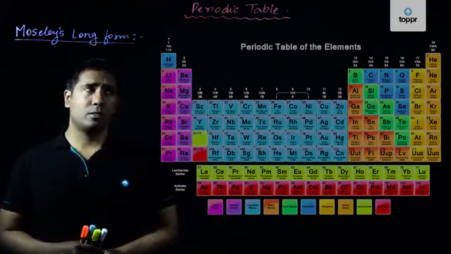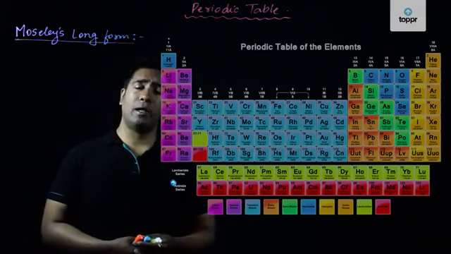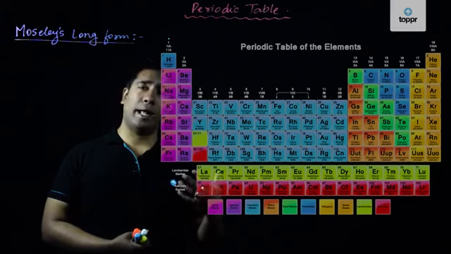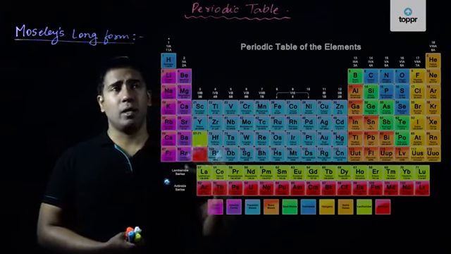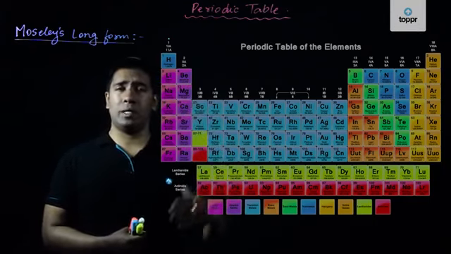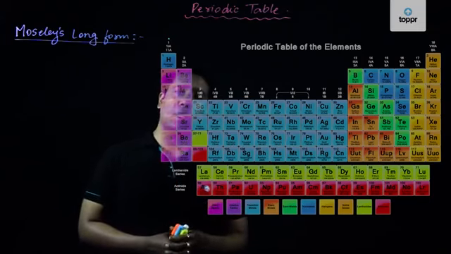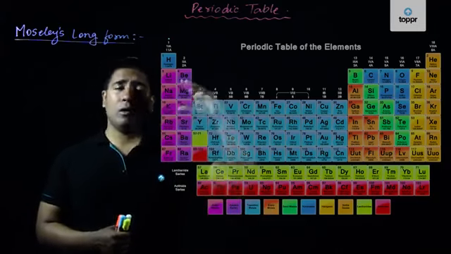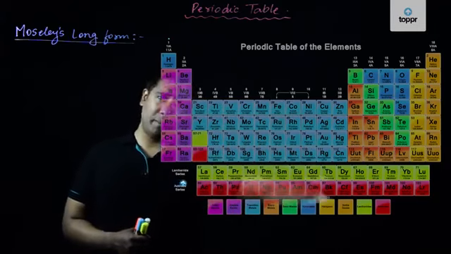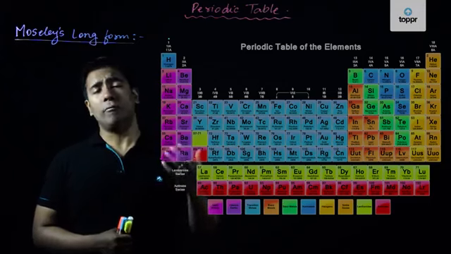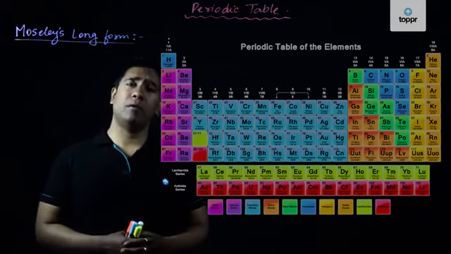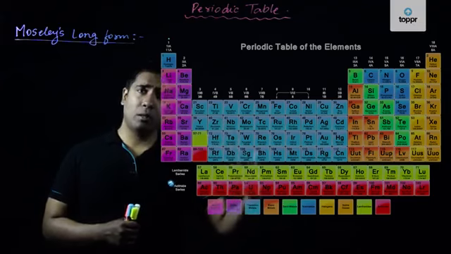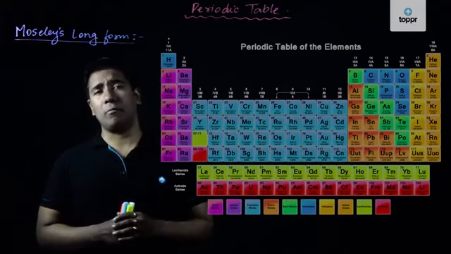Now, in the first period of the periodic table, we had only the S block elements. In the second and third periods, as you can see, we have S and P block elements both. In the fourth and fifth periods, we have S block, P block, and in between we also have the D block elements. Finally, in the case of the 6th and 7th periods, we have the S block, D block, P block, and in addition to that, we have the F block also.